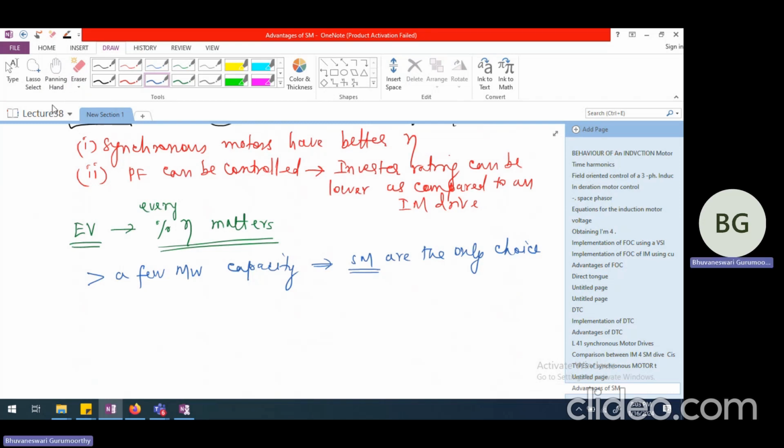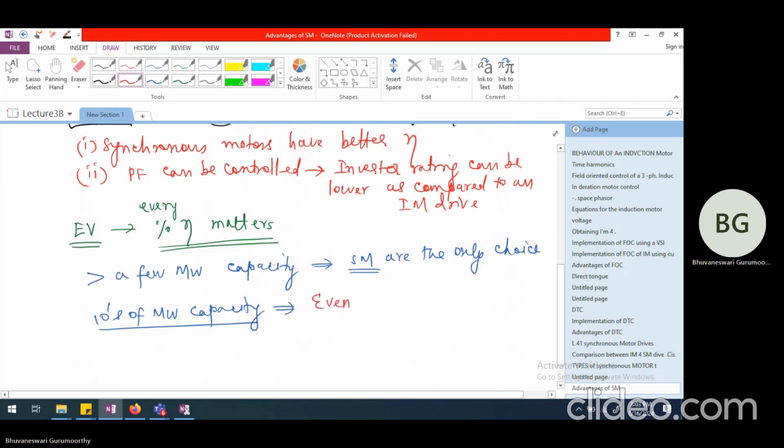The third one is, if we are looking at tens of megawatt capacity synchronous machines, even if the percentage efficiency varies by 0.5 or 0.7%, out of 10 megawatt capacity, even if you increase the efficiency by a few percentage, that itself results in a huge amount of energy saving. So even a slight increase in efficiency can save a lot of power. So for all high capacity drives, we generally employ only synchronous motors.